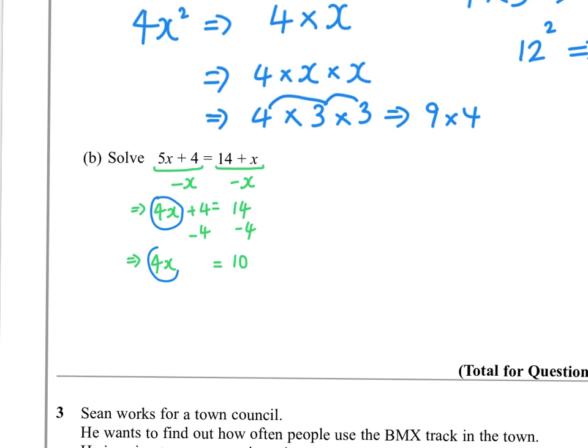Now I have the x terms isolated, and I can now divide both sides by 4, because 4x means 4 times x. So I'll divide both sides by 4, and that would give me x is 10 over 4, and you don't have to cancel that down, but if you want to, you can write 5 over 2 by halving the numerator and the denominator. So we get x is 5 over 2.